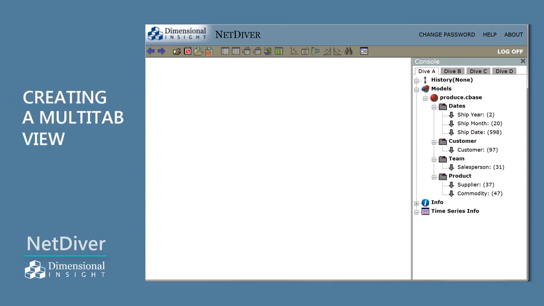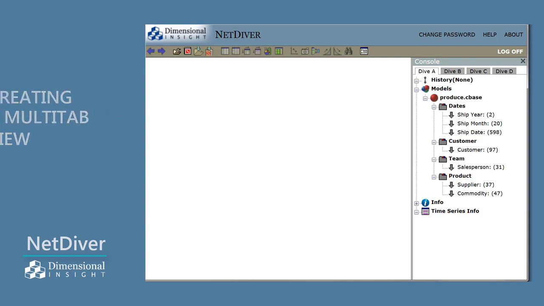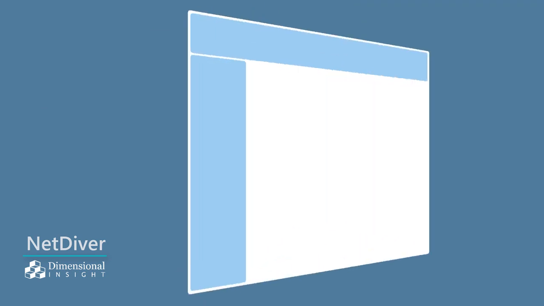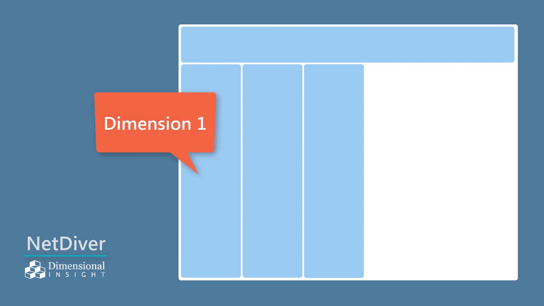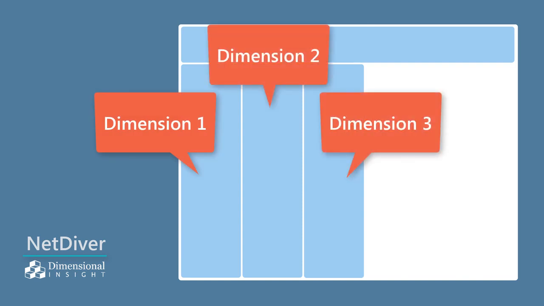In this demonstration, you'll learn how to create a multi-tab view of your data. A multi-tab view allows you to expand the view of your information so that you can see multiple dimensions compared with each other in separate vertical columns in the same information grid.